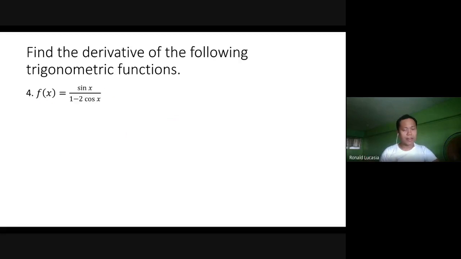Let's try number 4. We'll give you 5 minutes kung kakayanin siya. It's okay kung di mo makuha, pero in-encourage ko kayo na subukan. So it's a division. Recall natin kung paano tayo nakukuha ng derivative ng division. Here we go.